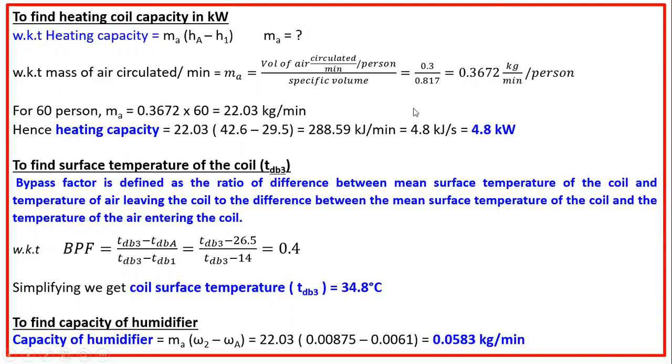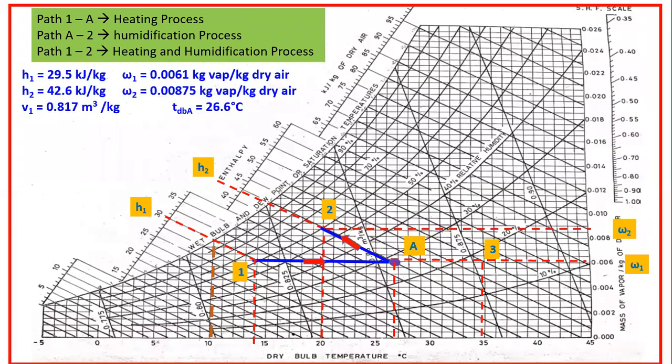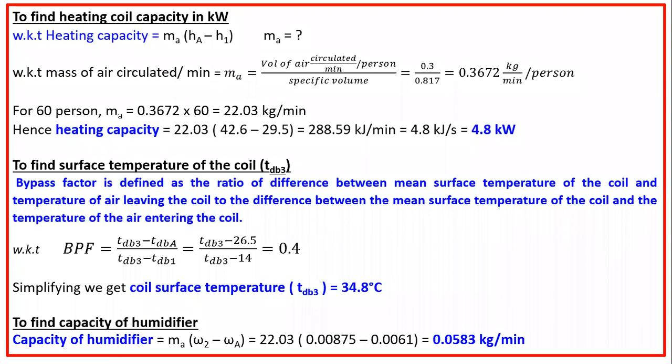At point number 1, you note down the specific humidity. This is the specific humidity line of 0.8, and this is the specific humidity line of 0.825. This is coming near to the point, so it is taken as 0.817. So 0.817 is the specific volume.